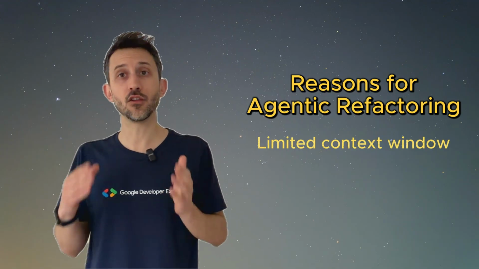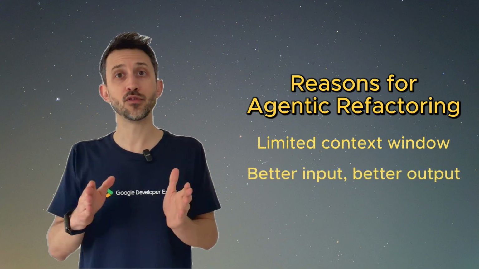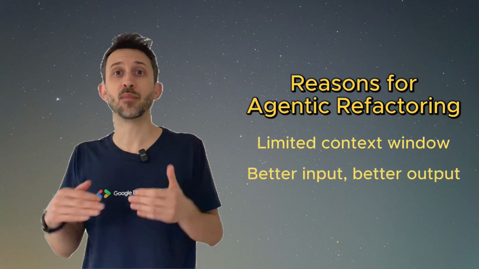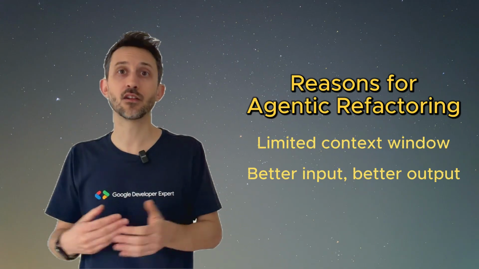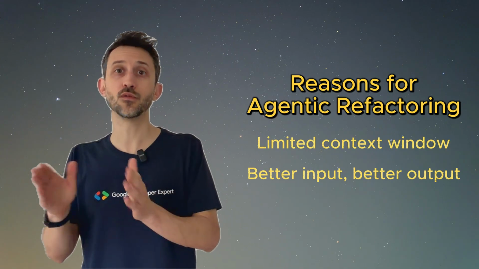So the code in the context window of an agent is their input. The better the input, the better the output. And by continuously refactoring that code, the input keeps improving, so the outputs do too.